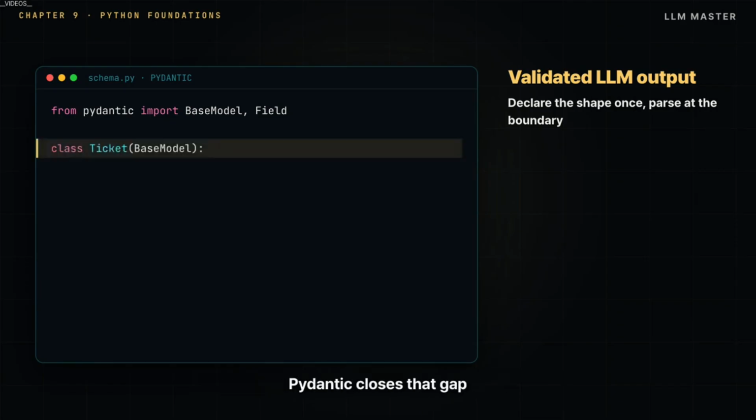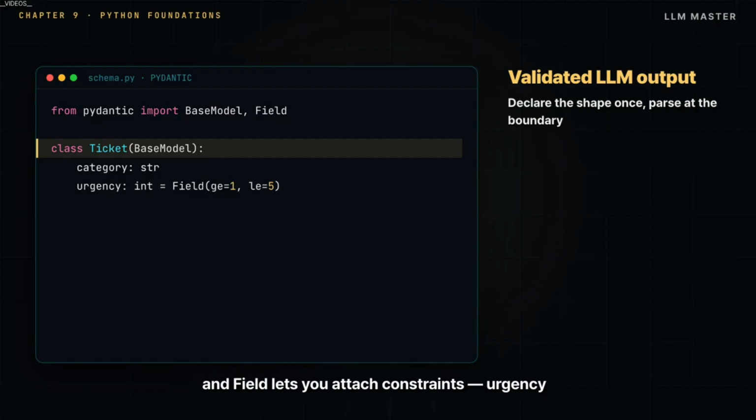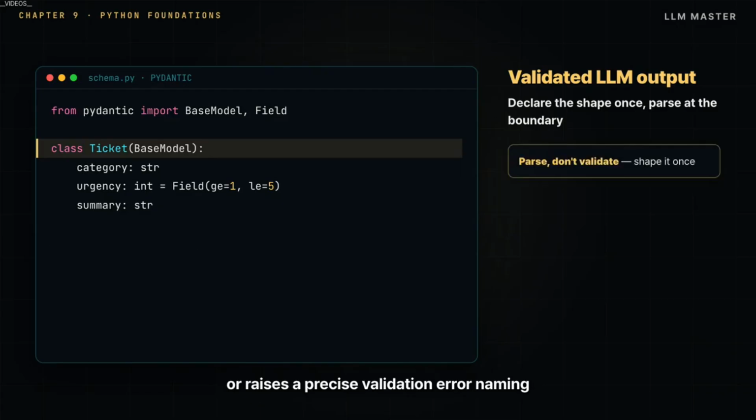Pydantic closes that gap. You declare a class that inherits from BaseModel and lists the fields you expect with their types, and Field lets you attach constraints. Urgency must be an integer between 1 and 5. Then model_validate_json takes the raw string the model produced and either hands you a fully typed, checked object or raises a precise validation error naming exactly which field is wrong.